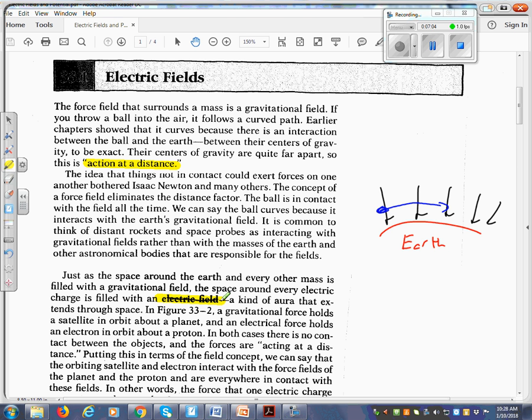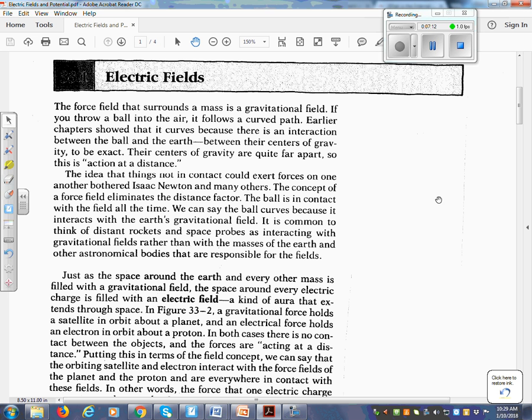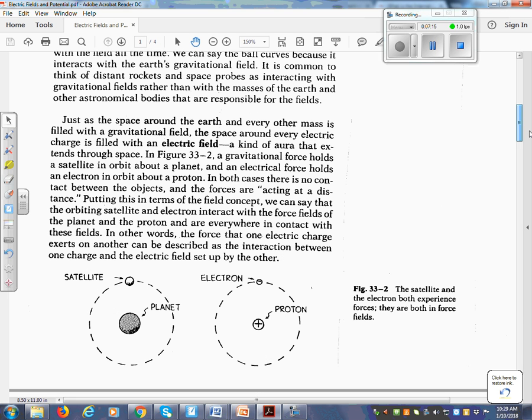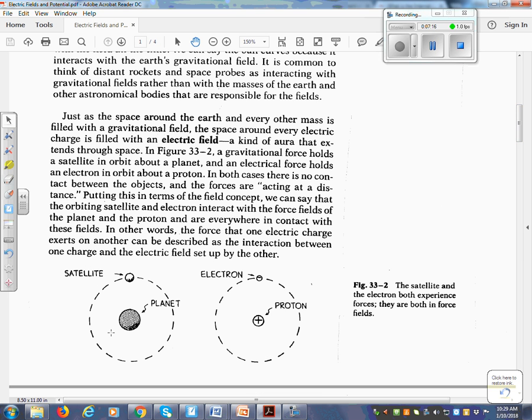In figure 33.2, a gravitational force holds a satellite in orbit about a planet, and an electrical force holds an electron in orbit about a proton. Where is that picture? Right here, down here. In both cases, there is no contact between the objects, and the forces are again acting at a distance.